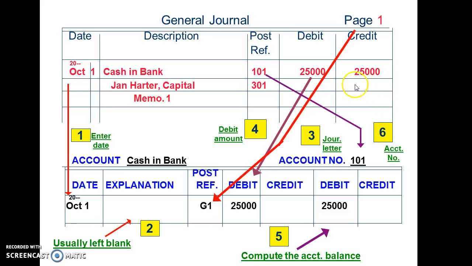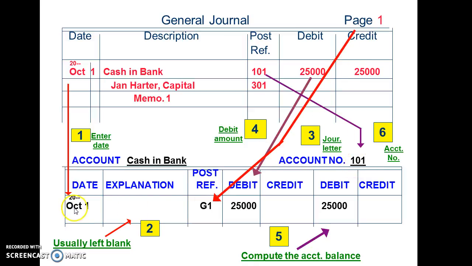Obviously, the page moved. So what would happen is, let's say we're going to post first. We go left to right. So our first account, cash and bank. Step one, we look up the account in the general ledger, in this case, cash and bank. The account number is 101. We need to know that.